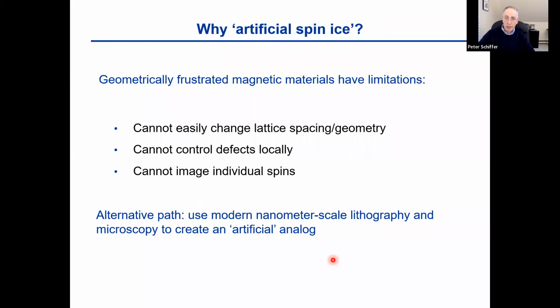So I studied real frustrated magnets for a long time, but the idea of artificial spin ice came up from the limitations of studying the real materials. Real materials, and any of you who are experimentalists who have worked with real materials will appreciate this, can be tricky to work with. It's hard to change the lattice spacing. It's hard to change the geometry. You know, there are tricks that chemists and material scientists have, but it's hard to do. It's hard to control and identify defects locally, and it's hard to image individual spins. All of these can be done at some level, but they're challenging.